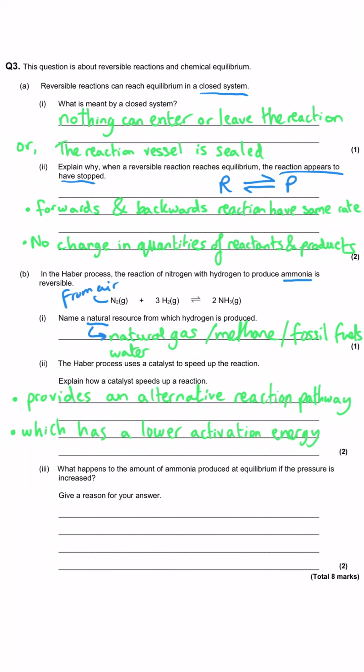And then the final part to this question says, what happens to the amount of ammonia produced at equilibrium if the pressure is increased?